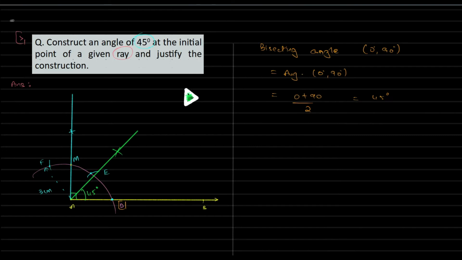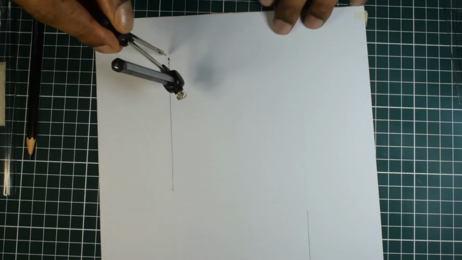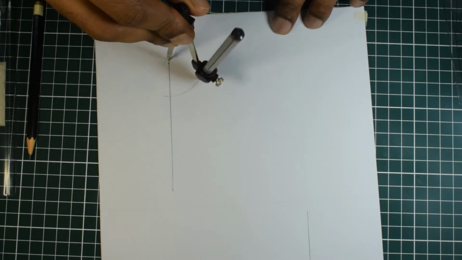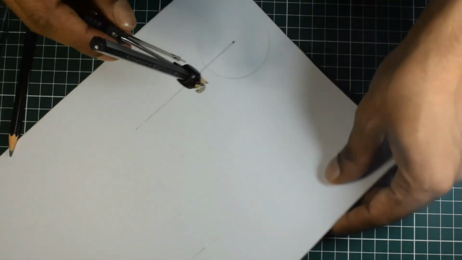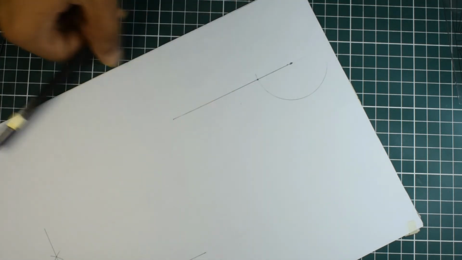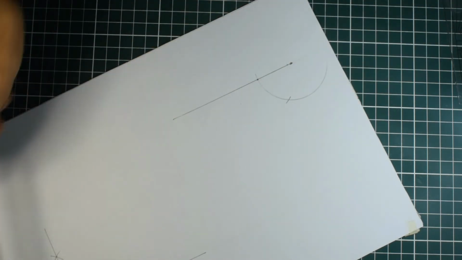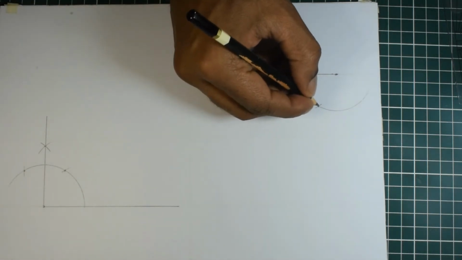So we will begin with a ray. It has a start. At that start we are drawing an arc. Any radius, doesn't matter. It need not be 3. Just for the sake of discussion, I spoke about 3 centimeter. With the point D, which is the intersection between the arc and the ray, cut an arc with the same radius, and the next point E, with the point E, cut one more arc.